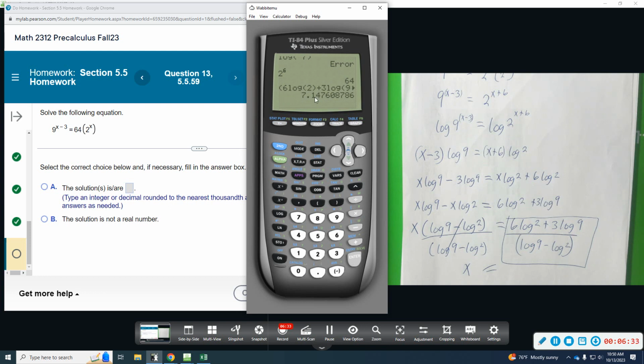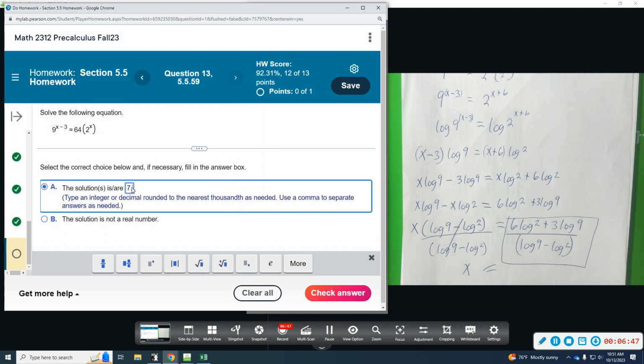And we get 7.147. Sorry, the 6 will round the 7 up to an 8 because it's bigger than 5. So 1, 2, 3, thousandths place, round this one up. So 7.148.